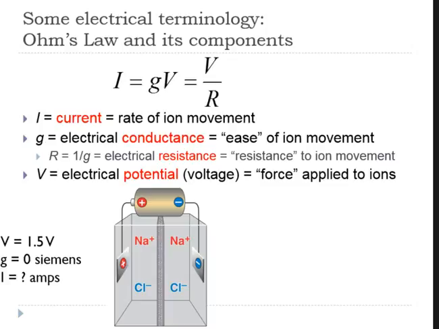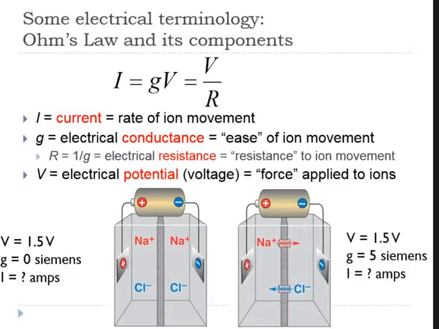So that's saying that we have no movement of ions across this membrane in a situation where there's no permeability, there's no conductance of those ions, right? We've got no channels, they can't get across. In contrast, if we open up some channels and allow ions to flow across the membrane, which is what's happened over here on the right, we've still got a voltage of 1.5 volts, and we've got a conductance of 5 Siemens. Now we can calculate the current: it'll be 1.5 times 5, which is 7.5, right? So that'd be 7.5 amps in this case.